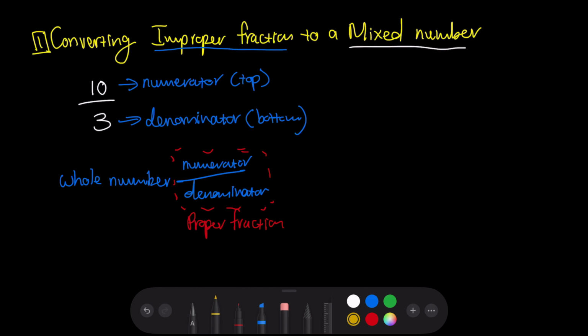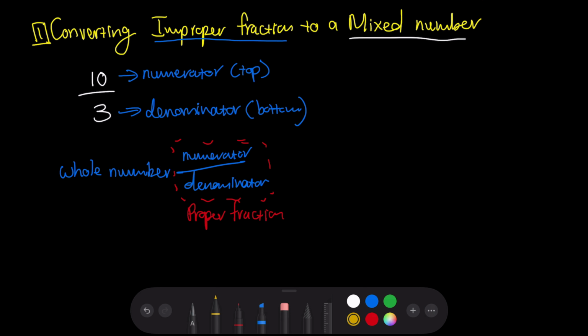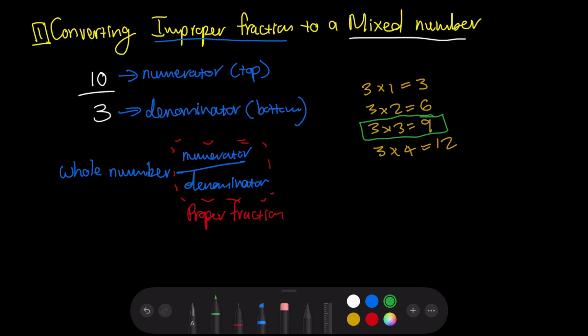So when you think about making an improper fraction become a mixed number, what you firstly have to ask yourself is, okay, I need to have a whole number left and I also need to have some remainder. So how many times does 3, which is the number in the denominator, get into the numerator? We know 3 times 1 is 3, 3 times 2 is 6, 3 times 3 is 9, 3 times 4 is 12. So already I can see the biggest number of times 3 can get into 10 is 3 times, which gives 9.